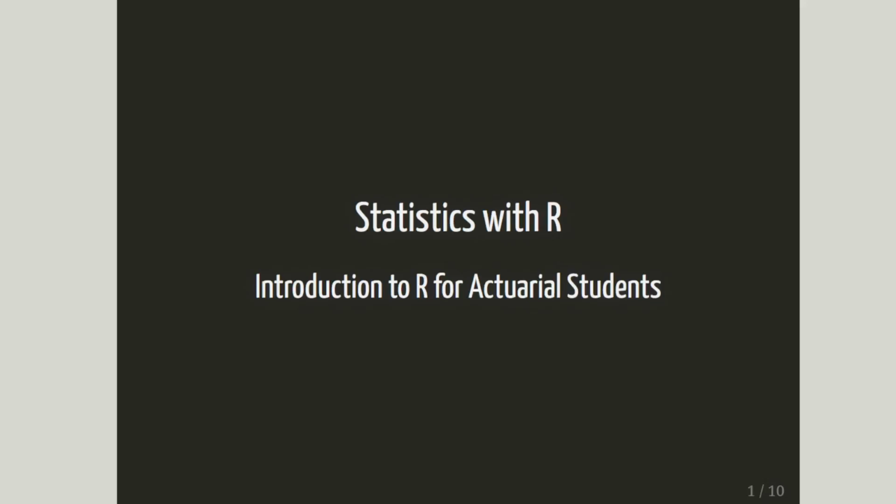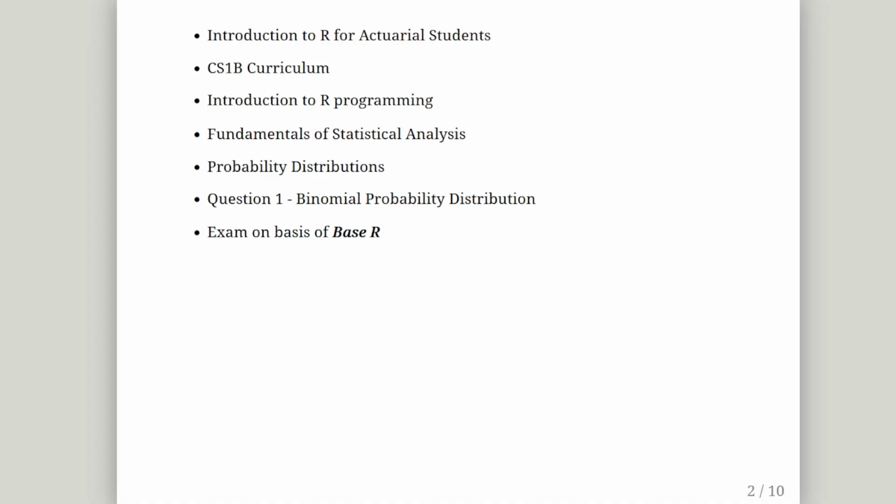Okay, in this presentation we are going to look at an introduction to R for actuarial students. This presentation features probability distributions, in particular the binomial distribution. The presentation overall corresponds to the CS1B curriculum. That comprises an introduction to R programming, fundamentals of statistical analysis, and probability distributions, which is what we're doing here. This is question 1 of the playlist, the binomial probability distribution.